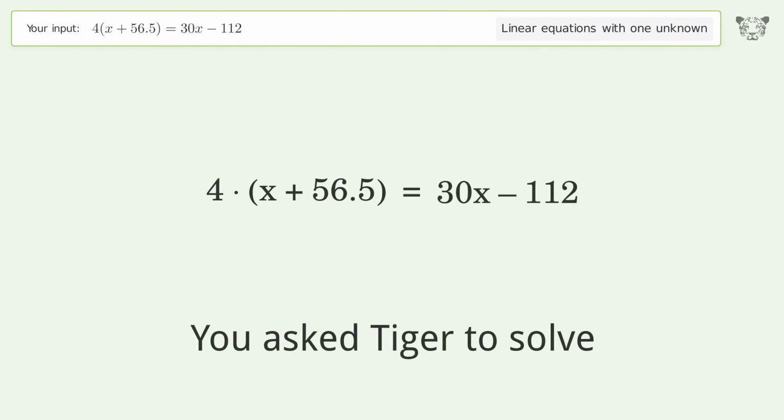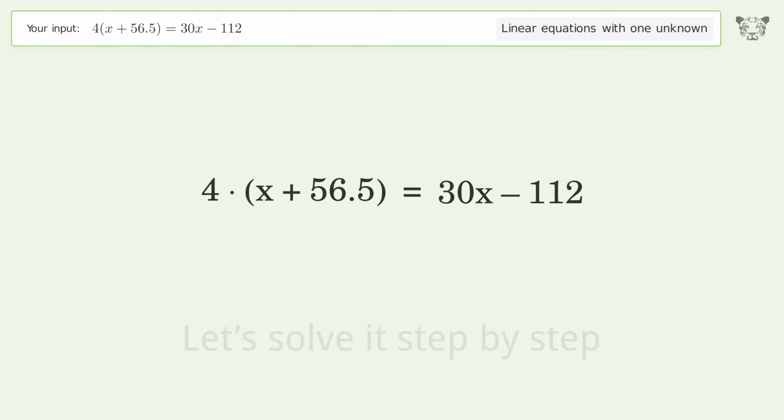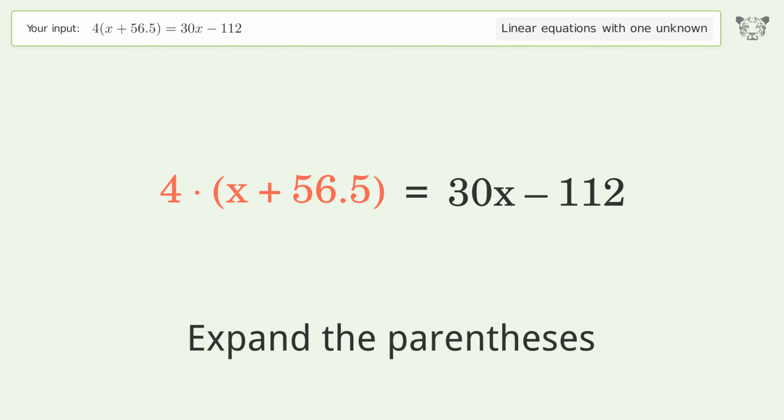You ask Tiger to solve this. This deals with linear equations with one unknown. The final result is x equals 13. Let's solve it step by step. Simplify the expression. Expand the parentheses.